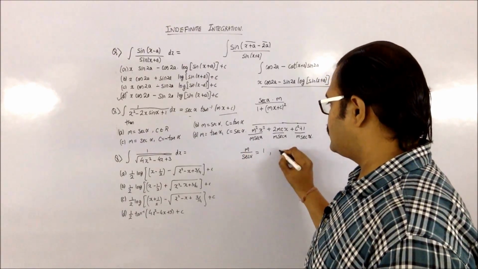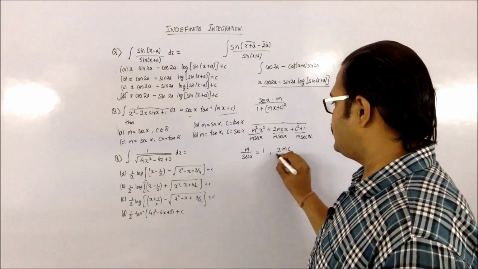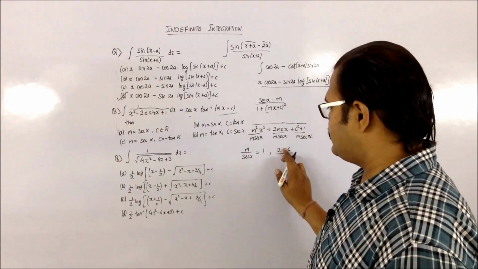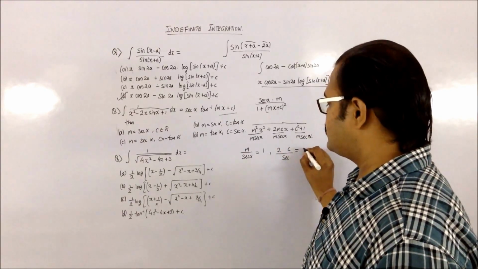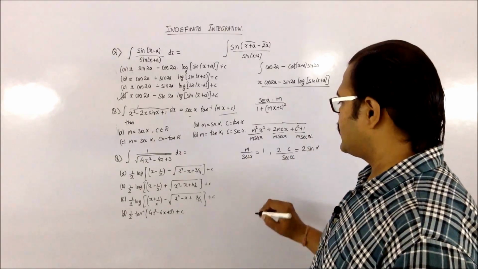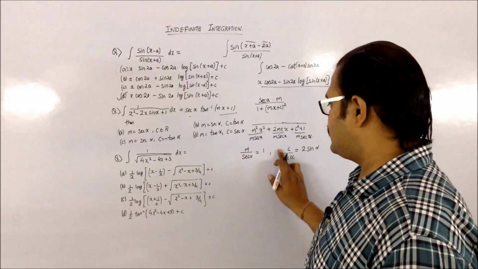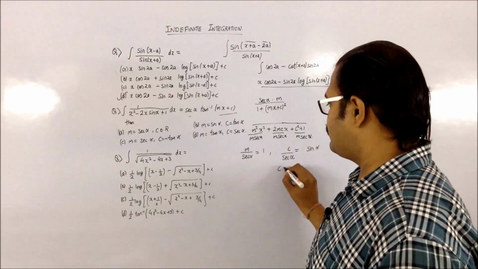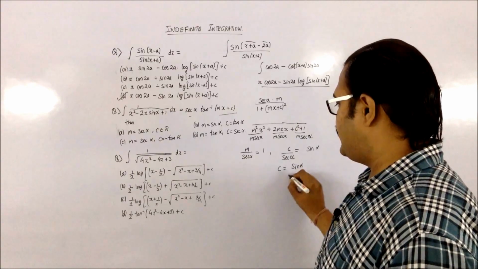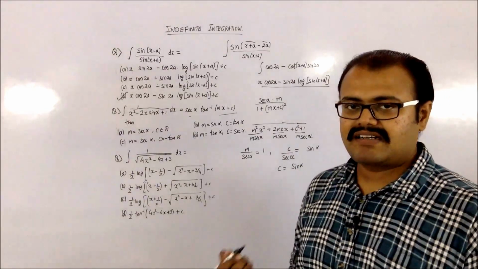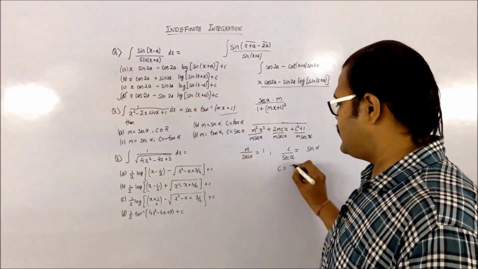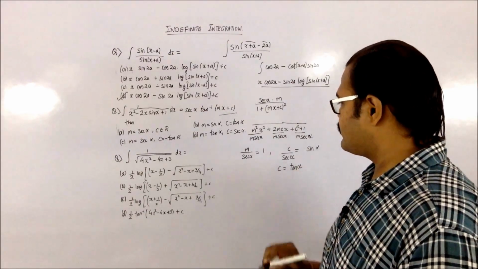Then comparison of these two: 2mc divided by m sec alpha, where m gets cancelled out, it should have the value 2 sine alpha. So the 2 gets cancelled out and your c should have the value sine alpha into sec alpha, which is nothing but sine alpha by cos alpha, and your c will be tan alpha.